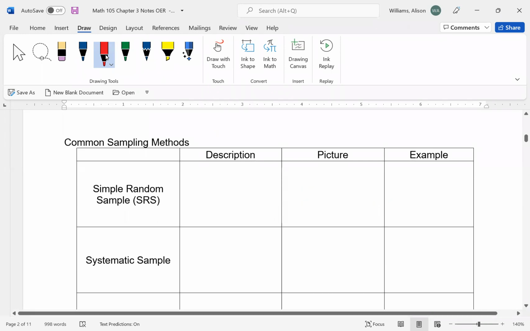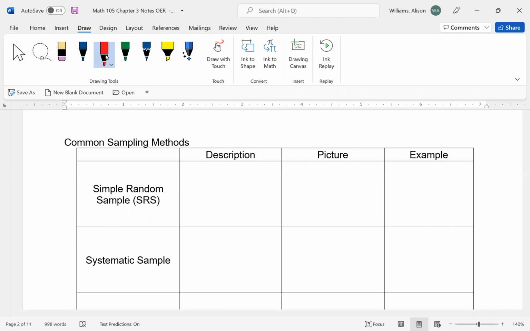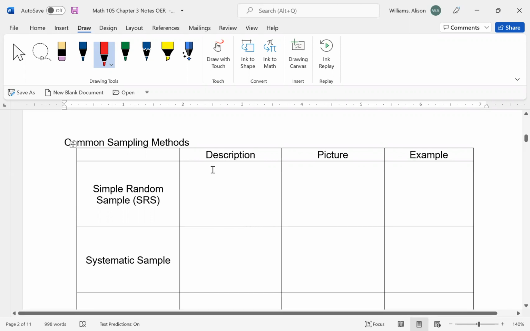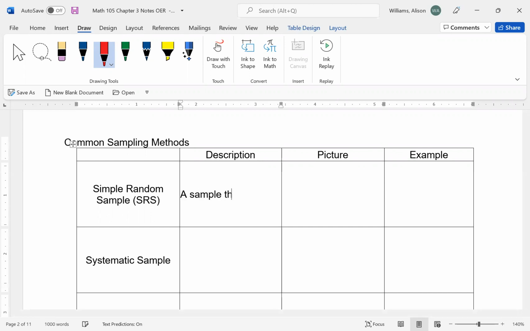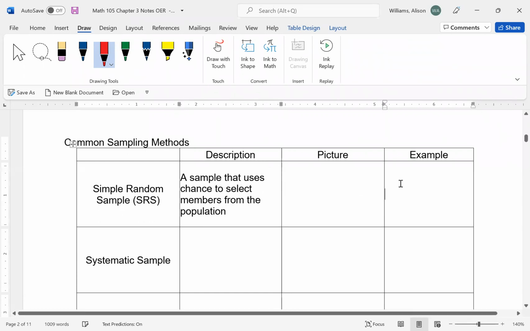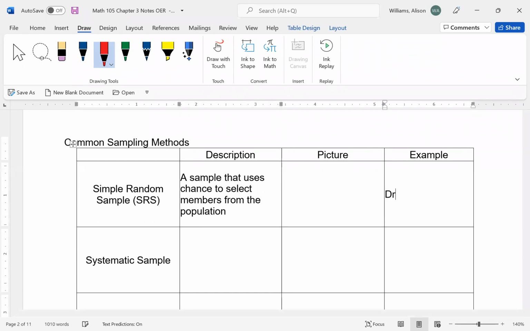Okay, so simple random sample. And actually, because these boxes are pretty small, I'm going to type into it. So here, let me go ahead and attach my keyboard. And I'm going to type into this first box. So a simple random sample is a sample that uses chance to select members from the population. All right. An example of this, and I'll come back and draw the picture in a second, is drawing names out of a hat.